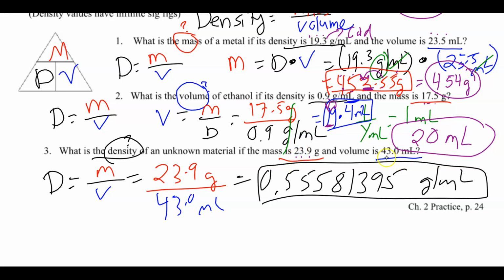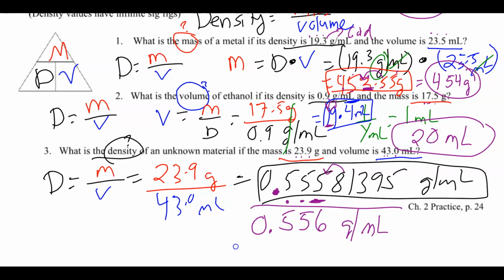1, 2, 3 sig figs. I've got to round this to 3 sig figs. Decimals present. I'm going to count from the first non-zero. 1, 2, 3. Here's my third sig fig. Look to the right and see how it's going to round. 8, we'll round that up. So my correctly rounded number is 0.556 grams per milliliter.